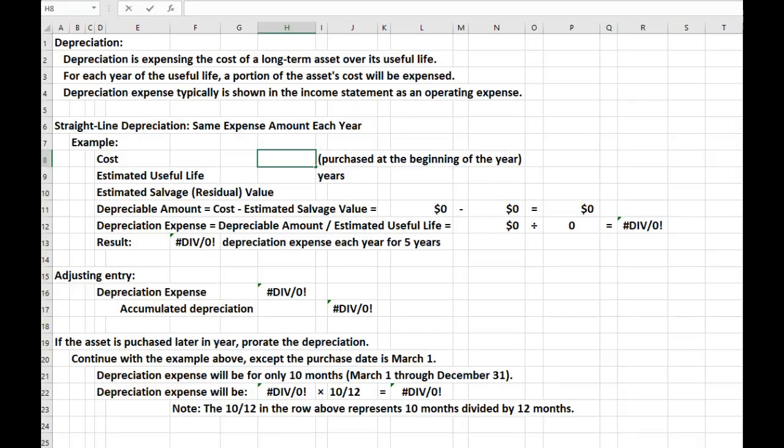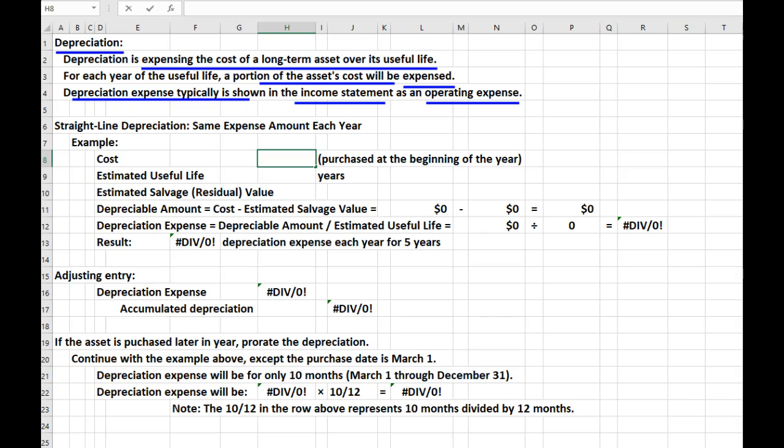Now, first of all, depreciation is defined as expensing the cost of a long-term asset over its useful life. What that means is that for each year of the useful life of that asset, a portion of the asset's cost will be expensed. Depreciation expense is typically shown in the income statement as an operating expense.